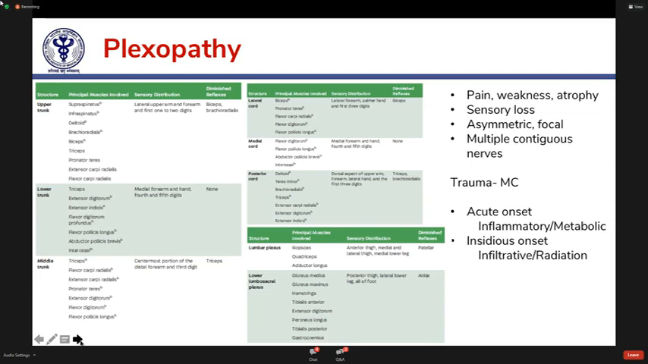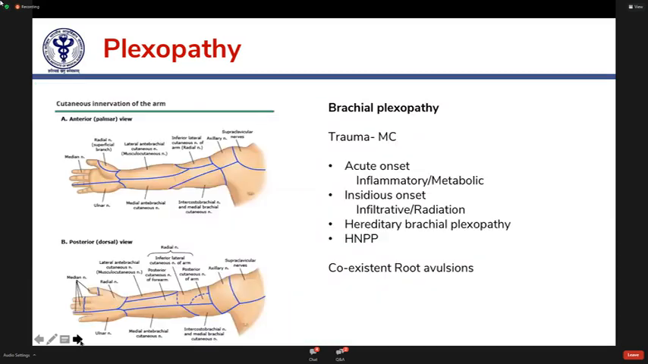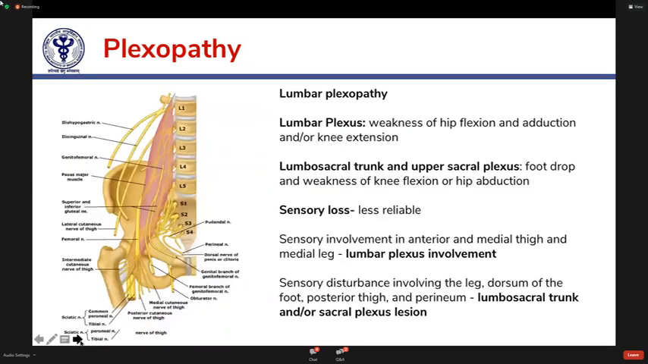Other than that, in acute onset you think of an inflammatory or a metabolic cause. In a subacute onset, you think of an infiltrative cause or radiation. The same thing applies in the upper limb, and other hereditary conditions like hereditary brachial plexopathy or HNPP can also present with a brachial plexopathy-like picture. Sometimes they may have coexisting root involvement also. Physiologically we can do this, and it has a management pattern that we'll discuss in the approach to plexopathy session.